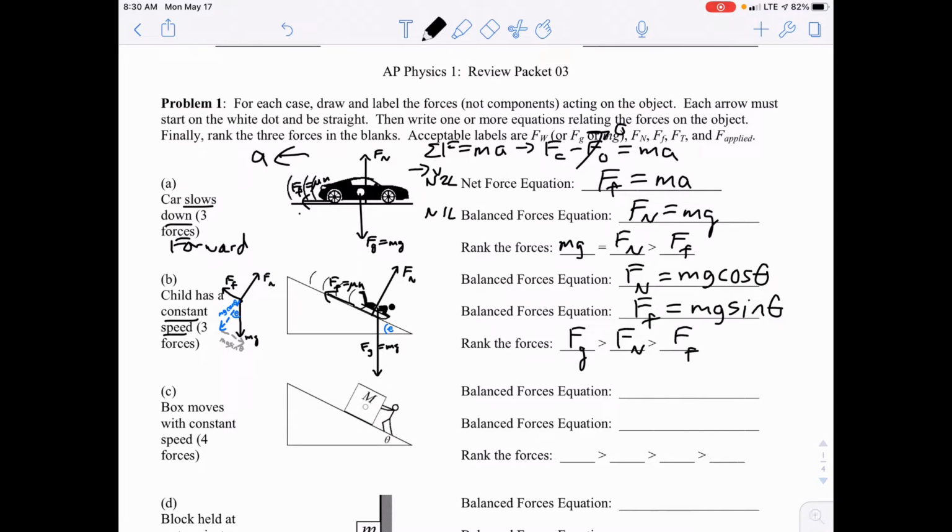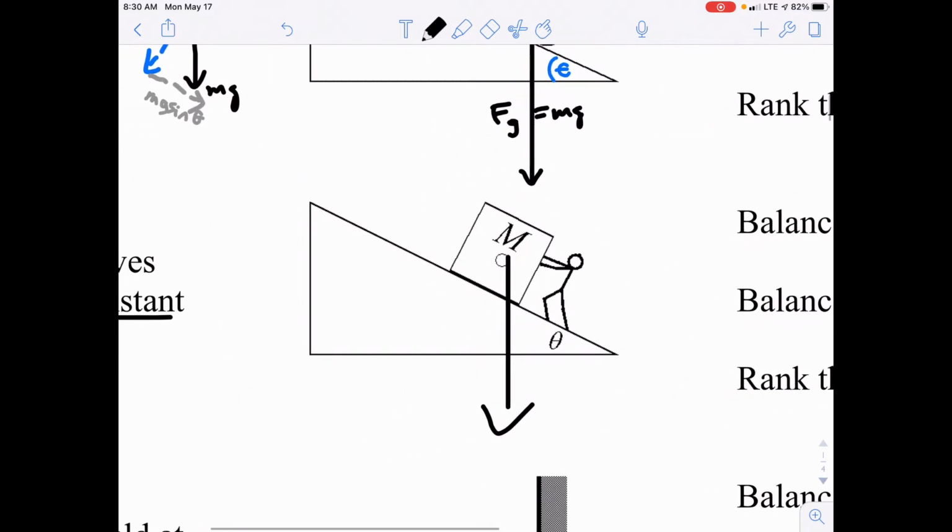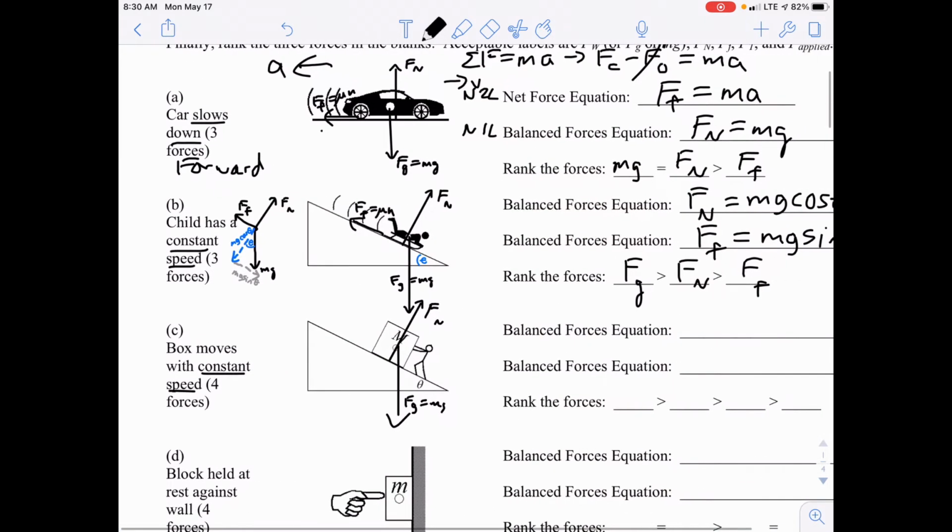Okay, we have a box moving with constant speed up the hill. So you've got a force going straight down from that white dot. There's the weight equals mg. And you've got your normal force. Okay, then you have your friction.